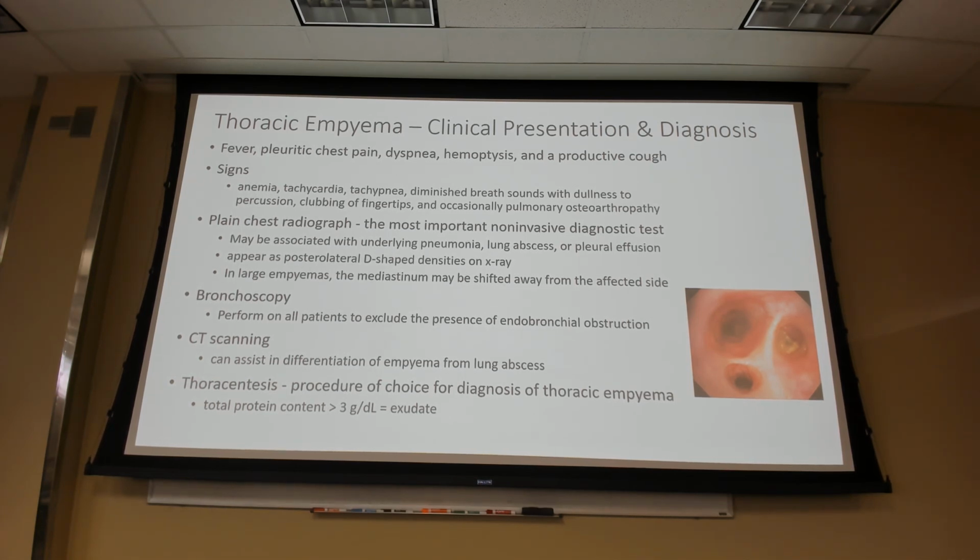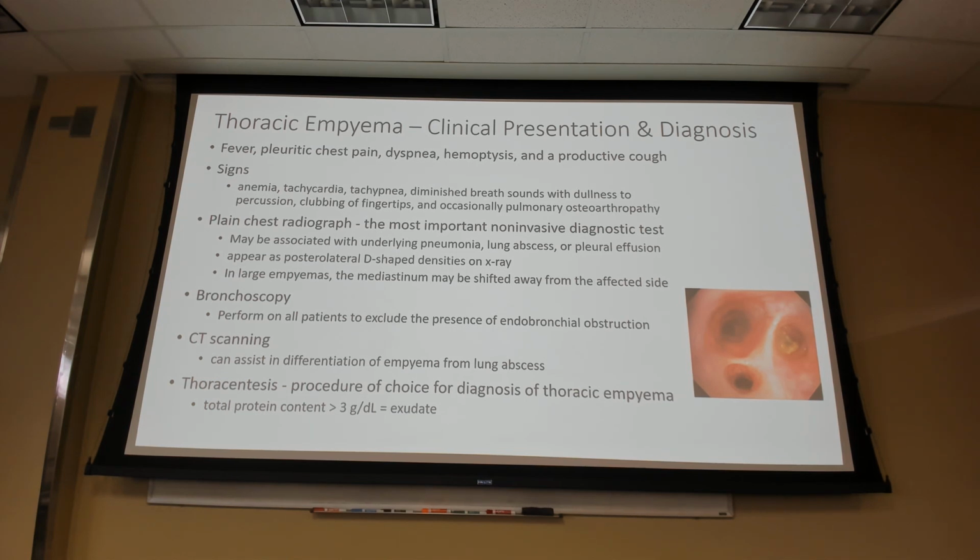And then, depending on the underlying pathology, you might have clubbing of the fingertips. And they talk about a pulmonary osteoarthropathy, and that can be congenital or from some other kind of increase in the pulmonary vasculature pressure, like you would see with heart failure as well.